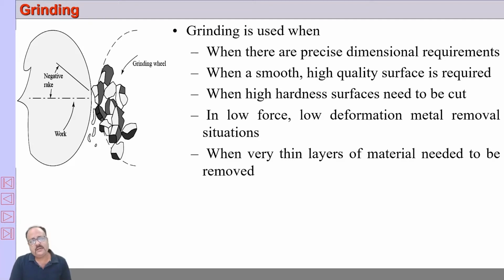The temperature that is generated is also very high. The specific energy that is required in grinding is also very high. Now what happens in grinding is that a number of abrasive particles are in contact with the workpiece and remove material in minute quantities. As it removes material in minute quantities, it allows machining of hard surfaces as well as high surface finish, and the accuracy is also very high.